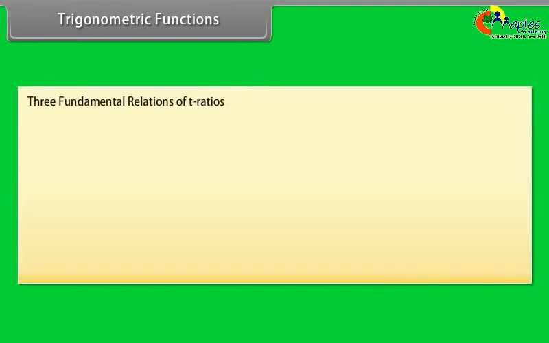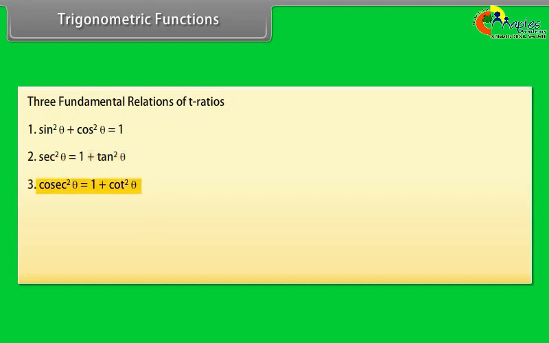Trigonometric functions. Three fundamental relations of T ratios. Sin square theta plus cos square theta equals 1. Sec square theta equals 1 plus tan square theta. Cosec square theta equals 1 plus cot square theta.